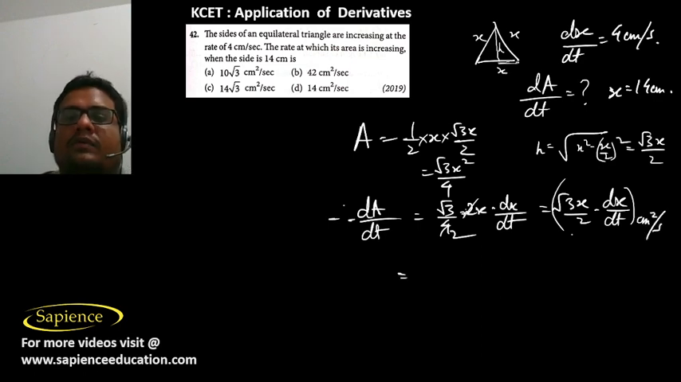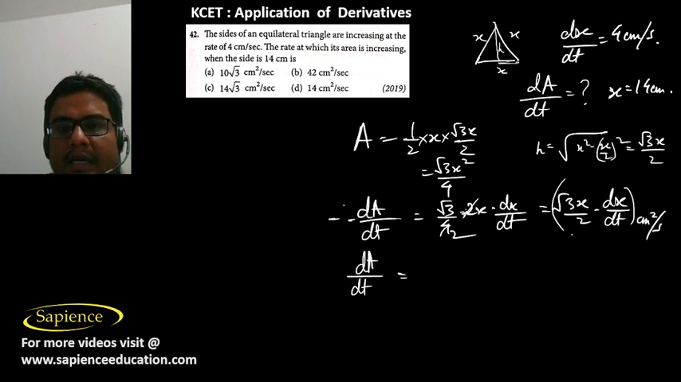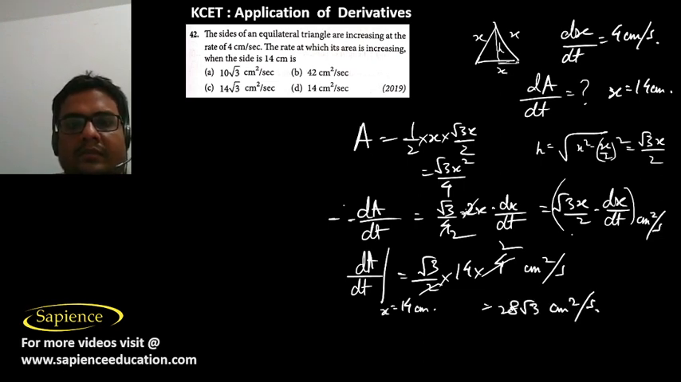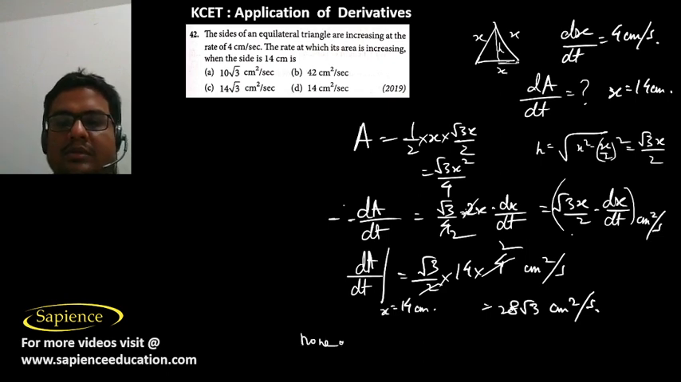So you have to find the rate of increase in the area of the equilateral triangle when x is equal to 14 centimeter. Root 3 by 2 into 14 into dx by dt, that is 4 centimeter per second. So 2 2s are 4, 7 into 4 is 28. So 28 root 3 centimeter square per second. So here none of the options are correct. None of the options.